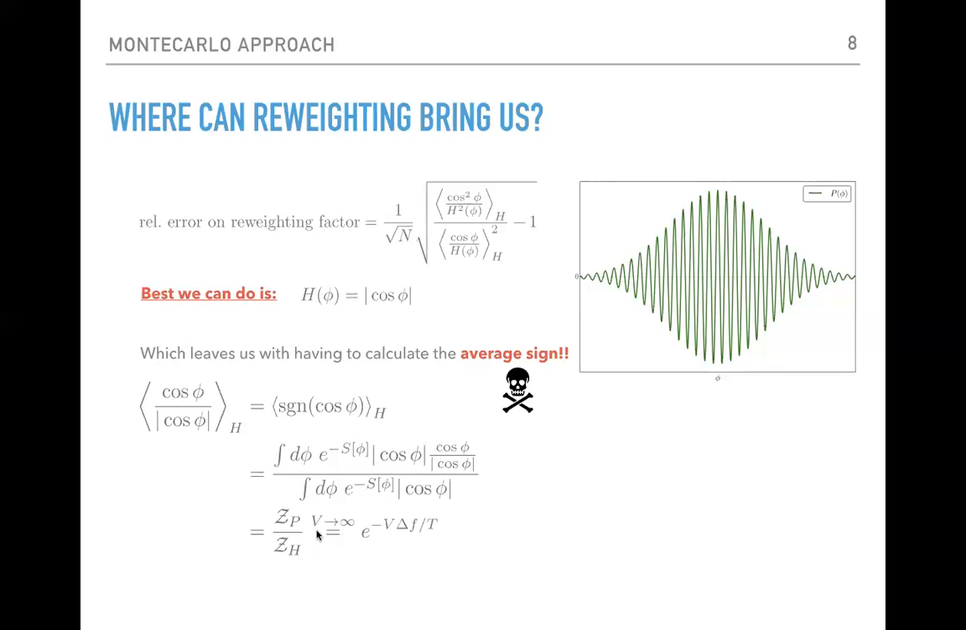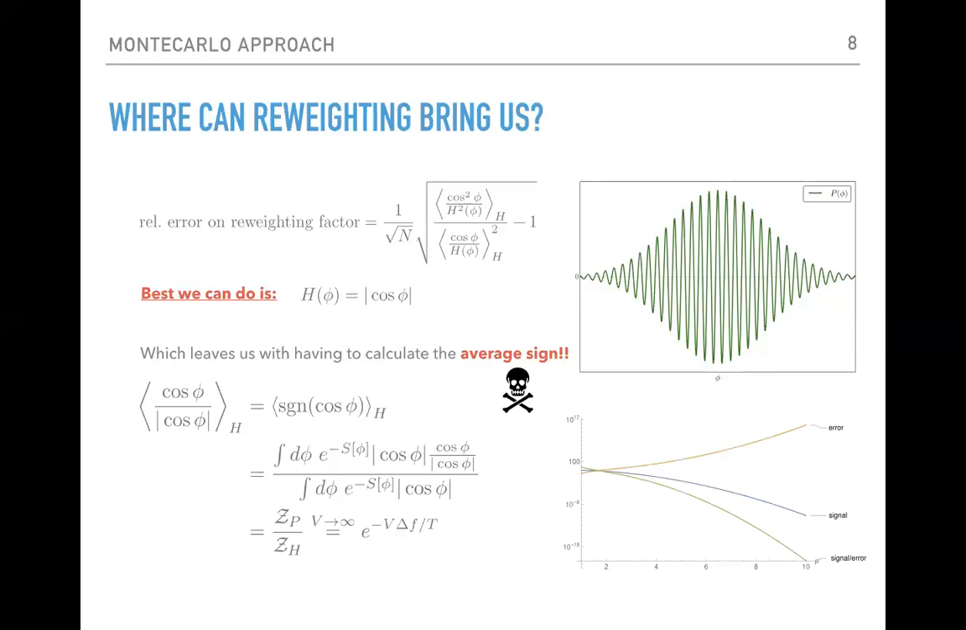The partition function is usually in the exponent, related to the free energy of the system. And as the volume gets bigger, the free energy is an extensive quantity, so the difference between those will become bigger and bigger. So you first have the problem that it has a very bad signal. It's very small. It scales very badly with the volume.